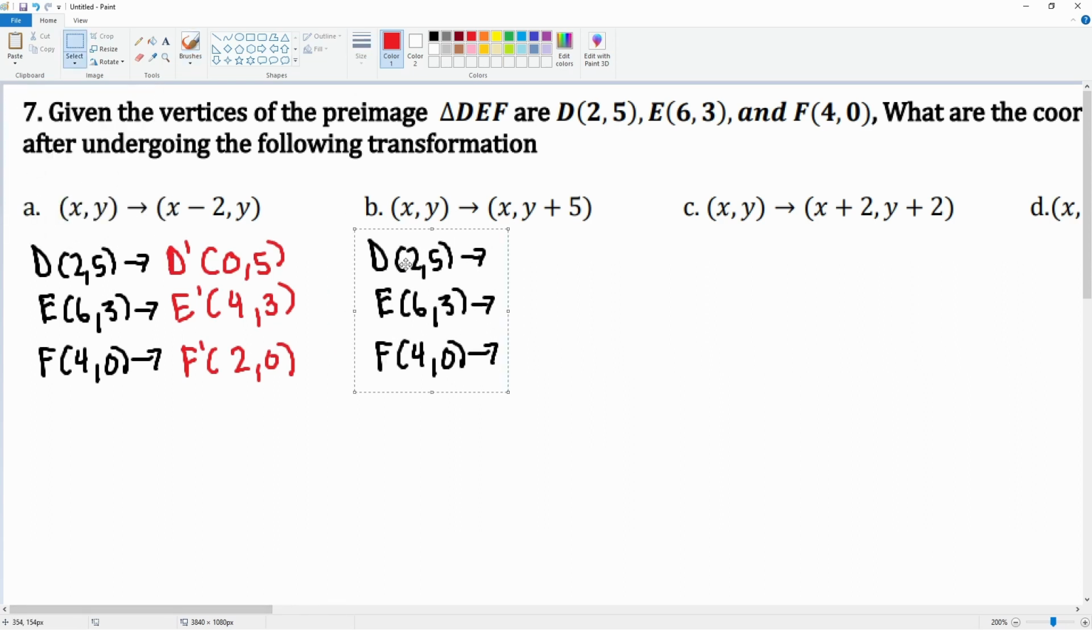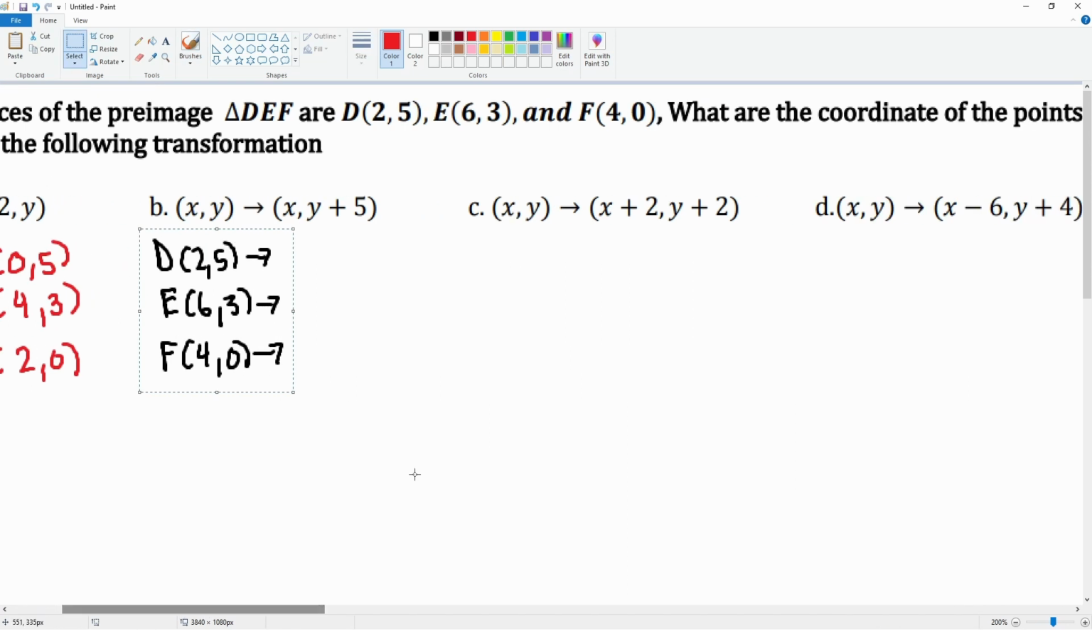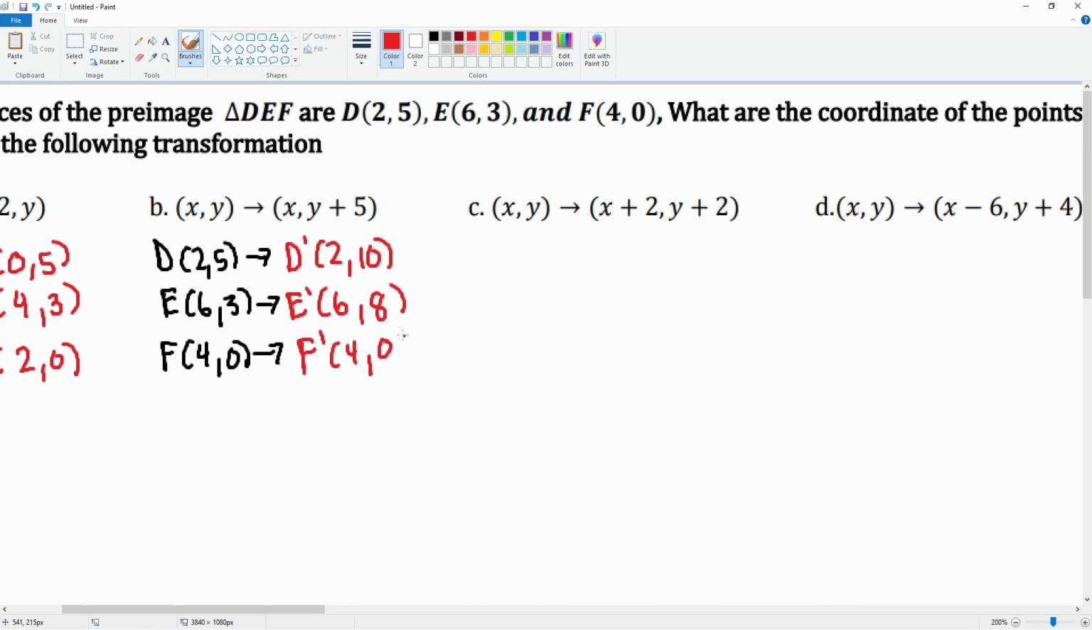All right, B, same thing, but this is (x, y plus 5). So we add 5 to the y. D prime is going to be (2, 5 plus 5), which is (2, 10). E prime is going to be (6, 3 plus 5), and 3 plus 5 is 8, so (6, 8). F prime is (4, 0 plus 5), and 0 plus 5 is just 5, so that is F prime.